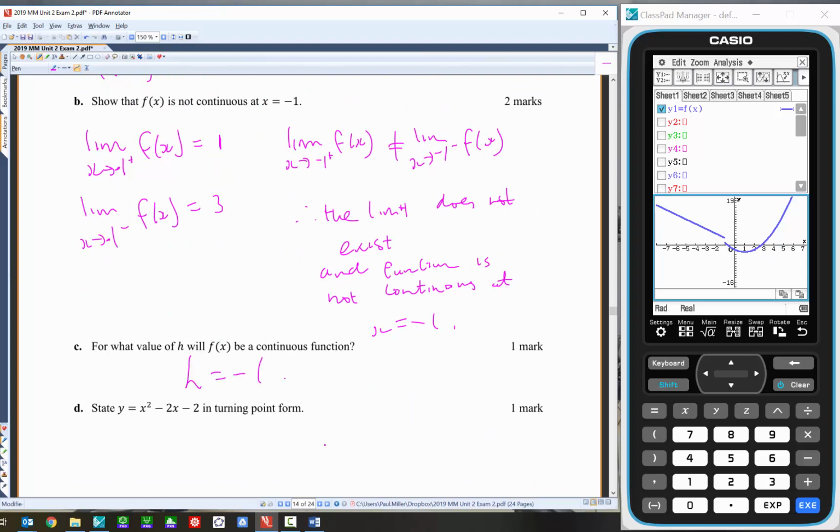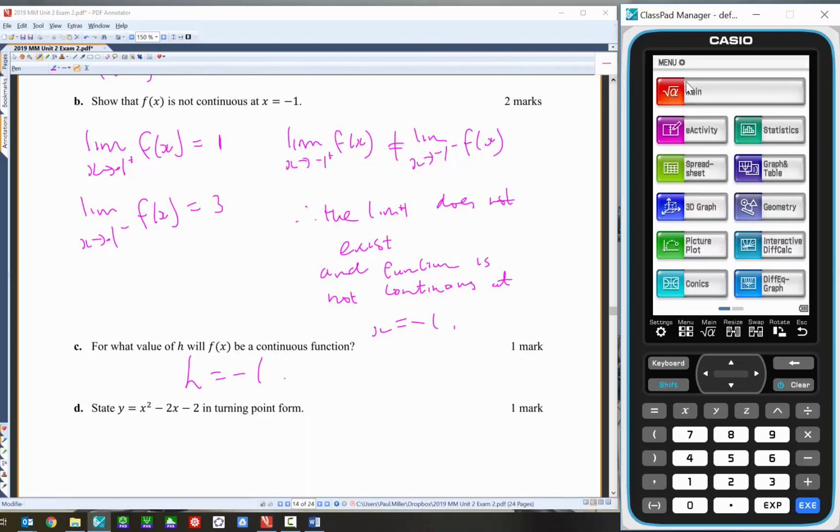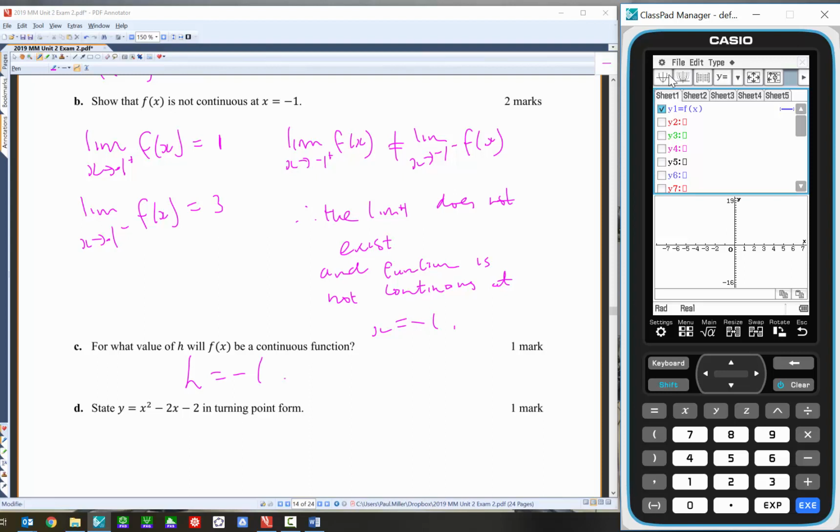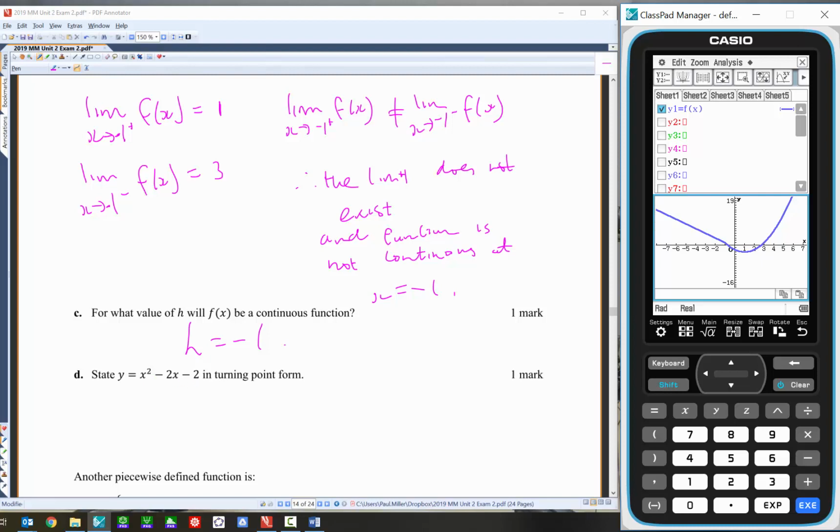Let's just try it out. So we're going to go back in here and say it's take 1. So we redefine it. You've got to hit enter on that to make sure it redefines it. Let's go back into graph and table, regraph function. Hello, continuous function.